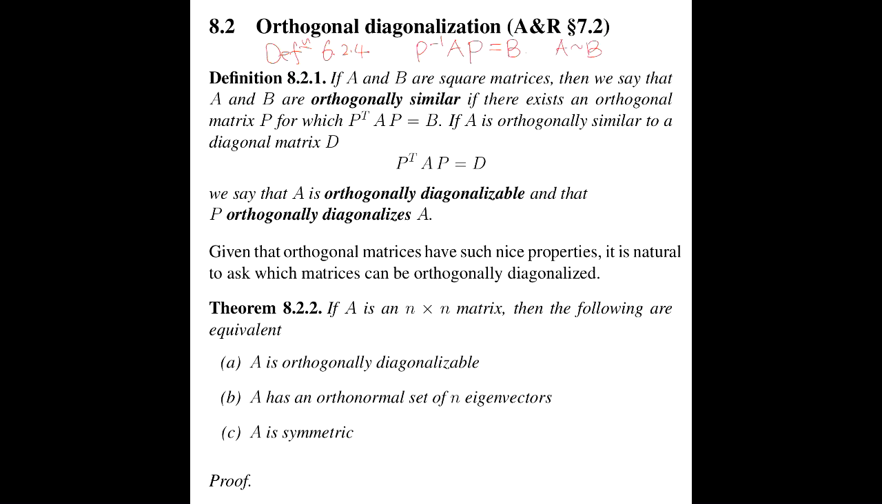But that's in chapter 6. Today we have a bit more requirement for P. Let's say P is not only invertible but also orthogonal, as we said yesterday, and they satisfy this. So now we say A is orthogonally similar to B.